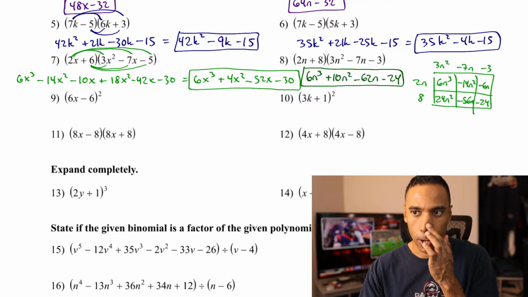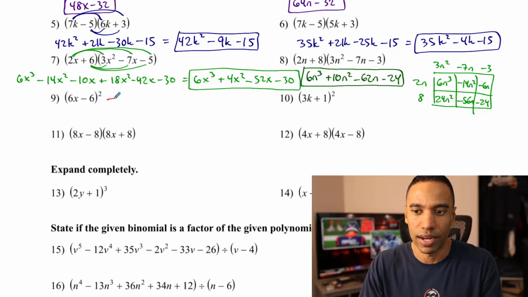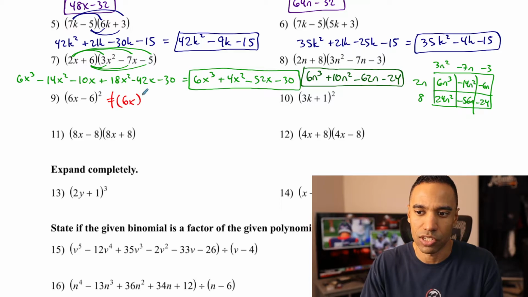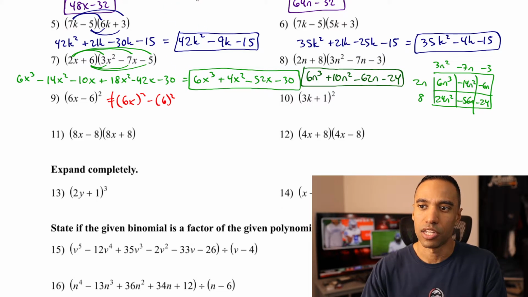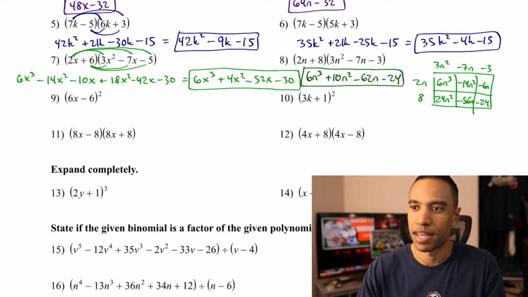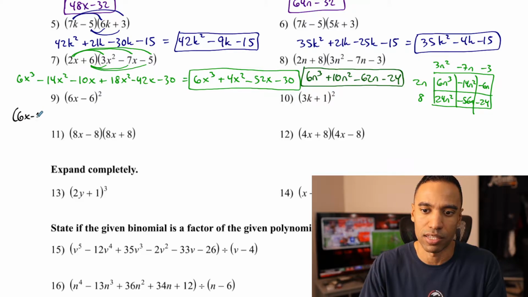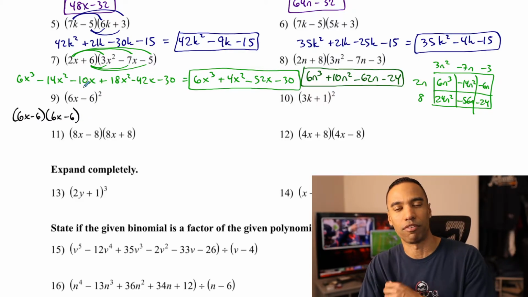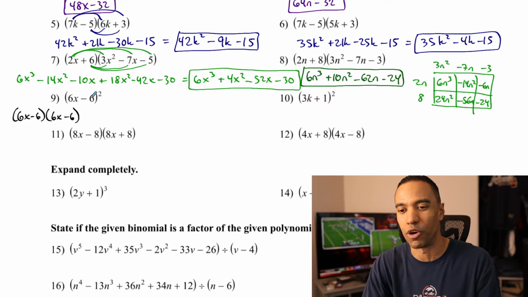All right, 6x squared minus 6 quantity squared. It is not 6x squared minus 6 squared or anything of that nature. No. It's a perfect square trinomial. It is 6x minus 6 times 6x minus 6, of course, like that. I have a lot of ways. I would have probably factored out these 6's if I'm going to go about it that way.